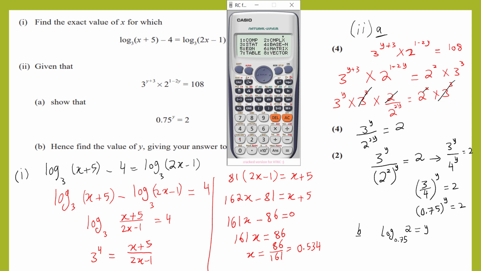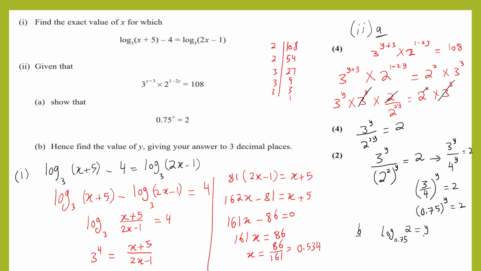If we do it on the calculator, we have the base of the log, which is 0.75, and here we have 2, log of 2 to the base 0.75 equals, so y will be approximately equal to negative 2.409 to 3 decimal places. This is the answer for y.